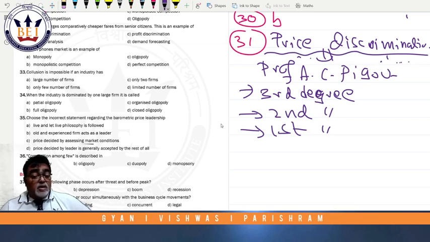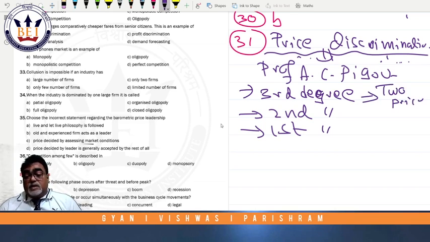Why am I saying this? So that any student can properly understand. Third degree means more than one price, that is two prices. Second degree means more than two prices or price blocking. First degree means reservation price or take it or leave it price. My honest intention is to let you understand, not only choose the answer but develop your sense, so that it will be helpful for you.